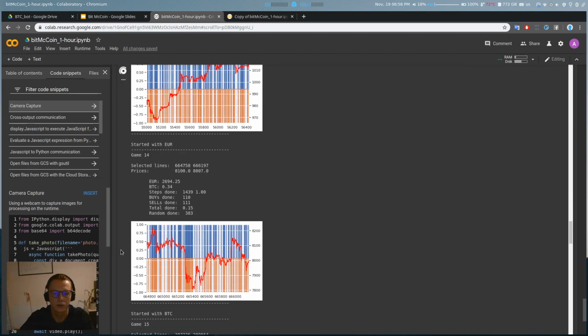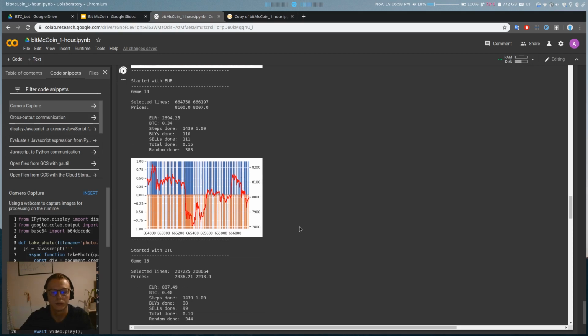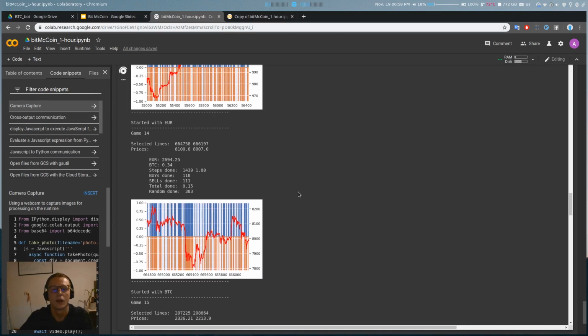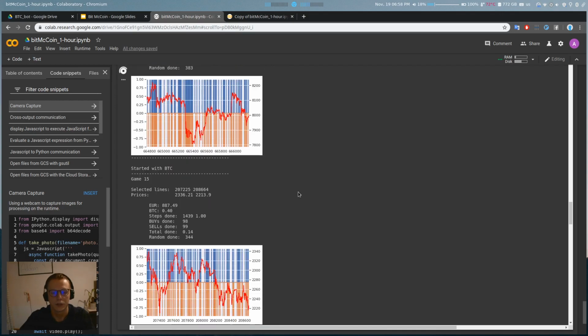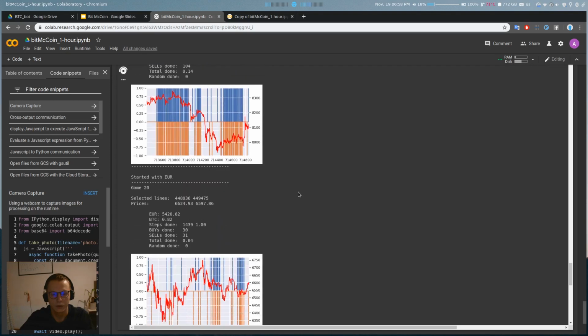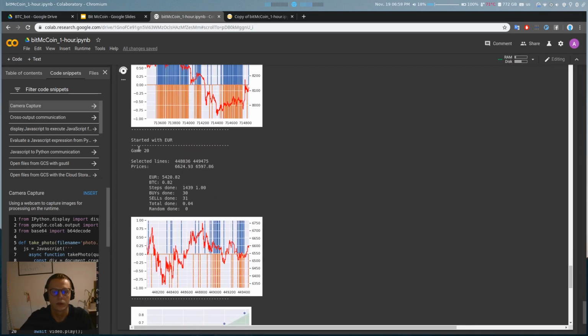So the training process goes like this. You just have these printouts in the terminal, I guess this is how it could be called. So let's take a non-random game like 20 or so. As you can see, it states at the top here what it started with. So the bot started with euros.